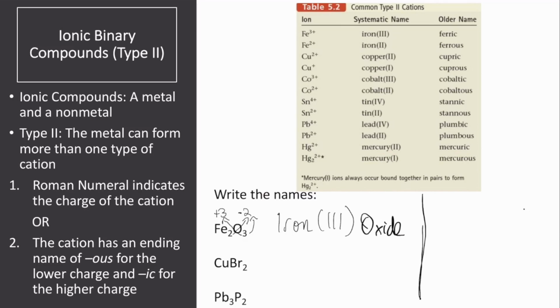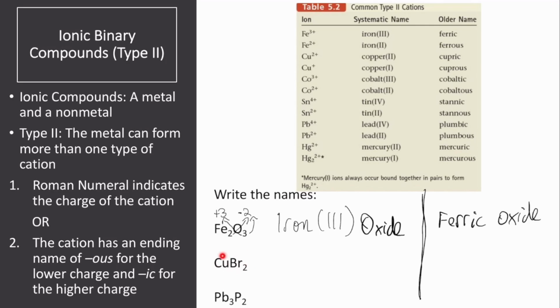The second way to write the name is if we have the lower charge, we put an -OUS at the end of the metal name. And if it's a higher charge, we put an -IC at the end of the metal name. In the case of iron 3+, it's the higher charge, so we put ferric. So it would be ferric oxide. The name of the anion doesn't change.